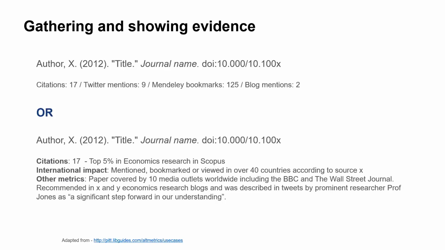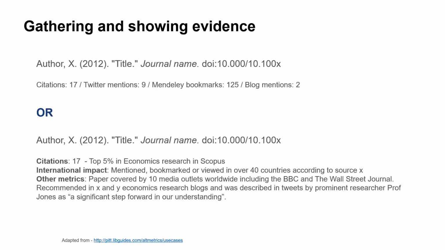So for instance, right, you can talk about this is your author name, you published the work in 2012. There's the title of the journal itself with the DOI. The citations, the Twitter mentions, Mendeley bookmarks, and blog mentions. But these are just numbers, right? You want to see the impact of it. So maybe with your 17 citations, you'll be in the top 5% in economics research in Scopus.